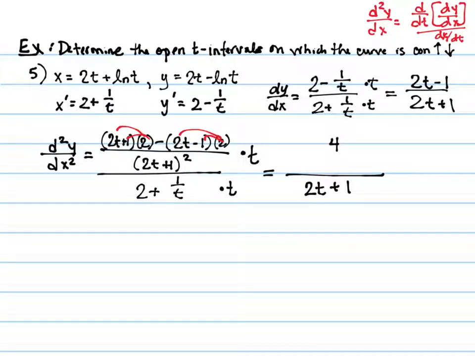Is that okay? Do you guys want to see it? 2t plus 2, and then minus 4t plus 2 minus 4t plus 2, so 4. And then the denominator of this is 2t plus 1 squared, and I multiplied by t, so I'll put the t up on top of the 4 to eliminate the fraction before. I can consolidate those two denominators by multiplying by the reciprocal. So this is really just 4t over 2t plus 1 cubed.